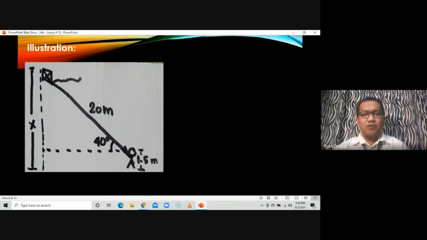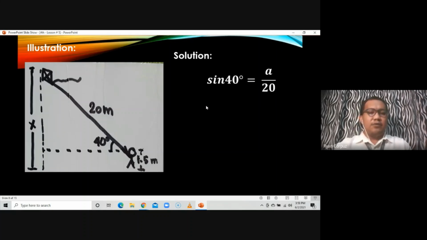So in order for us to solve problem number 2, we are going to make use of the function na sine, or a trigonometric ratio for sine. So our solution, ang goal natin is to solve for this. So that part, i-mark natin siya as A. So that would be sine 40 degrees is equal to A. So we will denote this part as A.